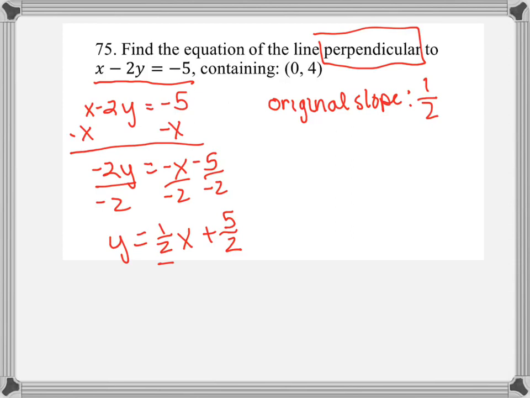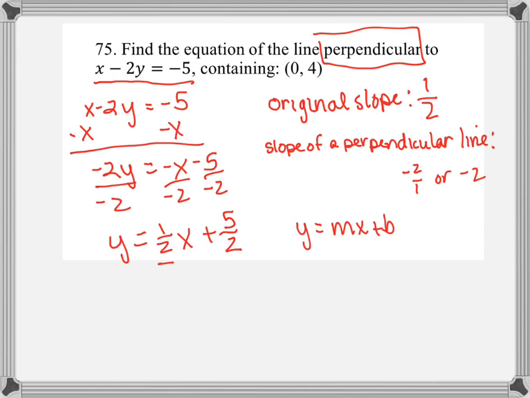But here we're looking for the slope of a perpendicular line. So we need to take our original slope and find the negative reciprocal. So we're going to flip the fraction and change the sign. So our slope is going to be negative 2 over 1, or simply negative 2.